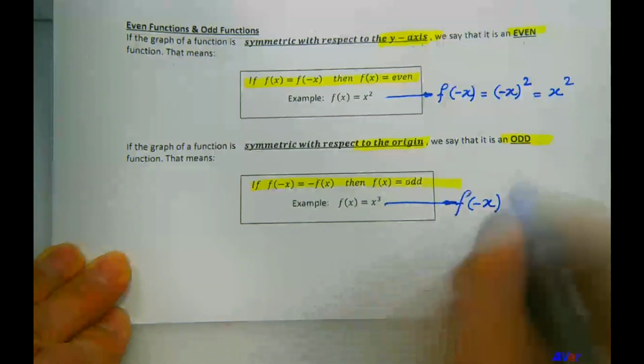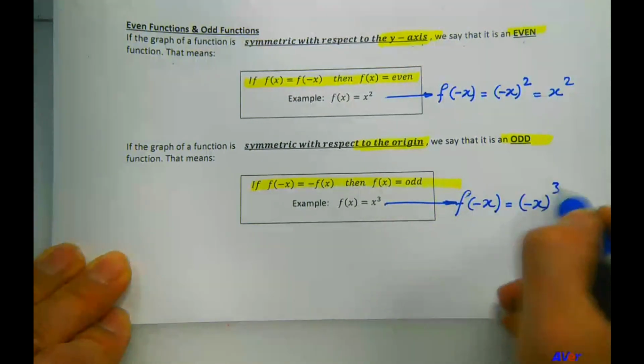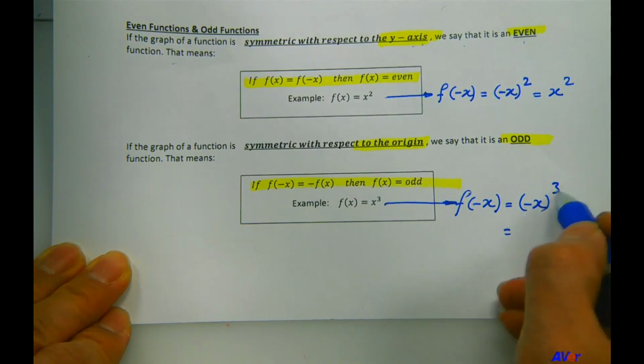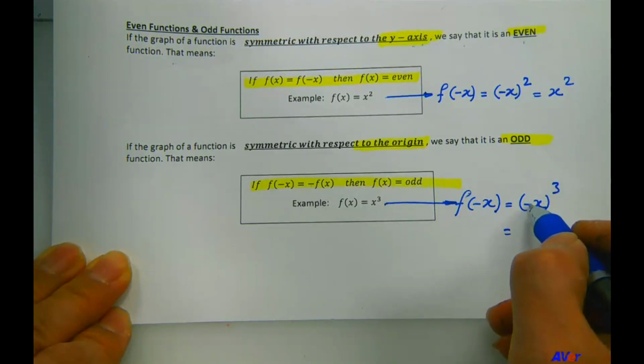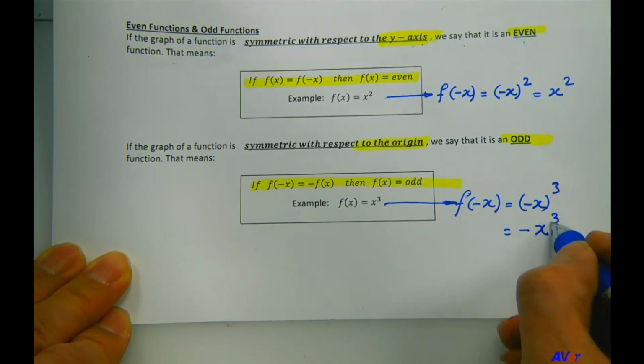Okay. What do we get? We get negative x cubed, but this odd power is going to preserve the negative. It's not going to cancel it out like raising this to the second power would. If this was 2, that negative would drop out, right? But this is an odd number. 3 is an odd number, so that negative is preserved. So we end up with minus x cubed.